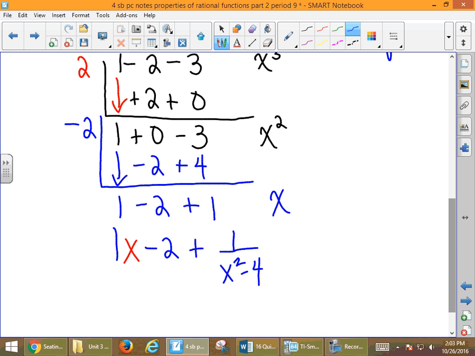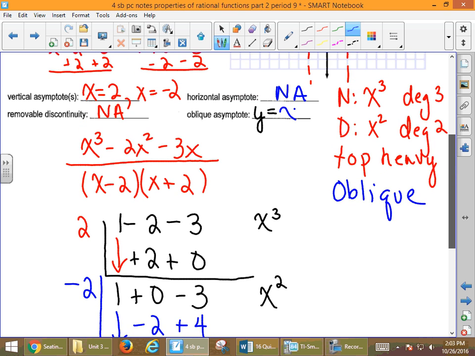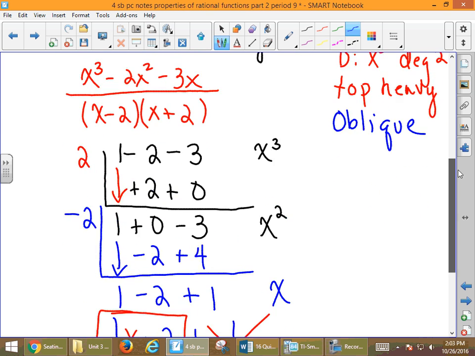But there is a long-winded explanation for this. But really, when it comes to oblique asymptotes, what we want to deal with is this part of the function. We don't need any information from the remainder. We can ignore that remainder. So our oblique asymptote is y equals 1x minus 2.